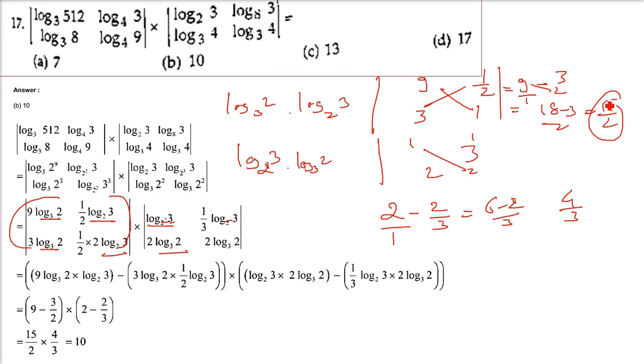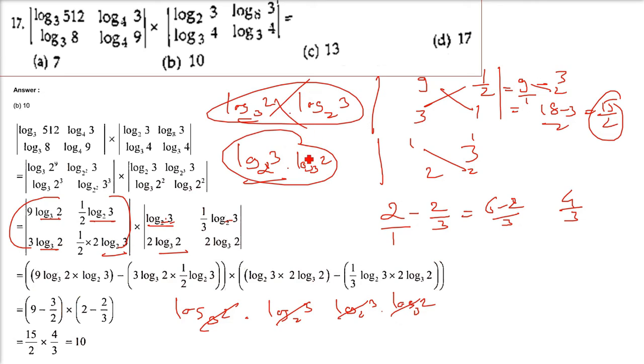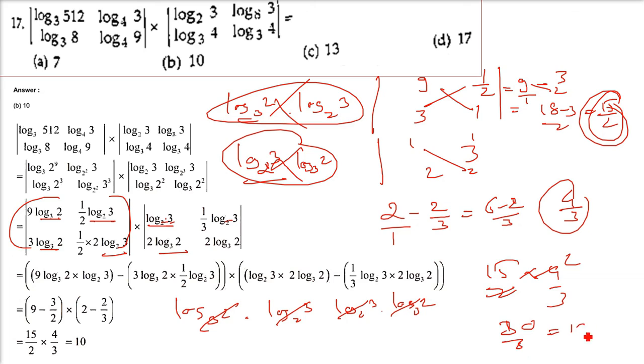So 15 by 2, the logs all got cancelled: log 3, 2 and log 2, 3. In both the cases it gets cancelled. So you can just cancel those in front of these numerals, and finally what do you get? 15 by 2 and 4 by 3. Multiplying, 2 gets 2, 15 times 2 is 30, and 30 by 3 is 10. So the answer is 10 here.